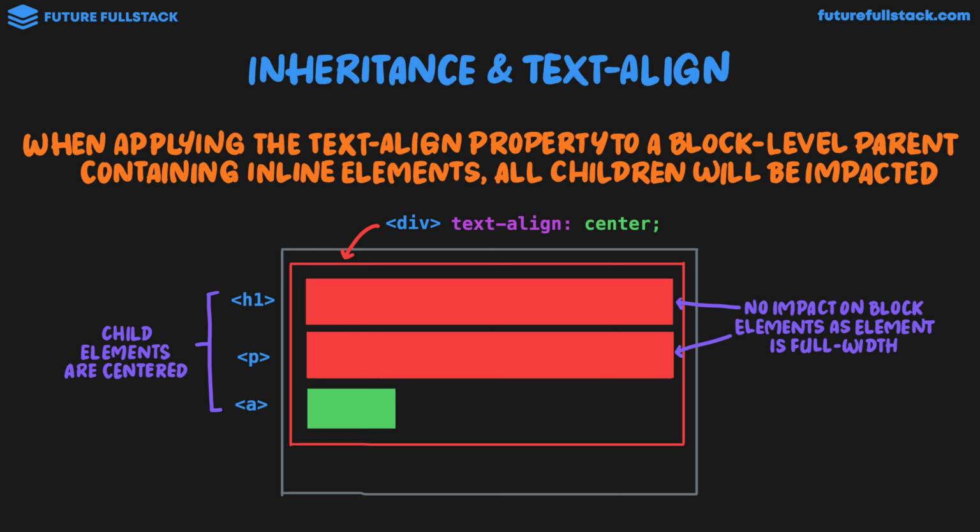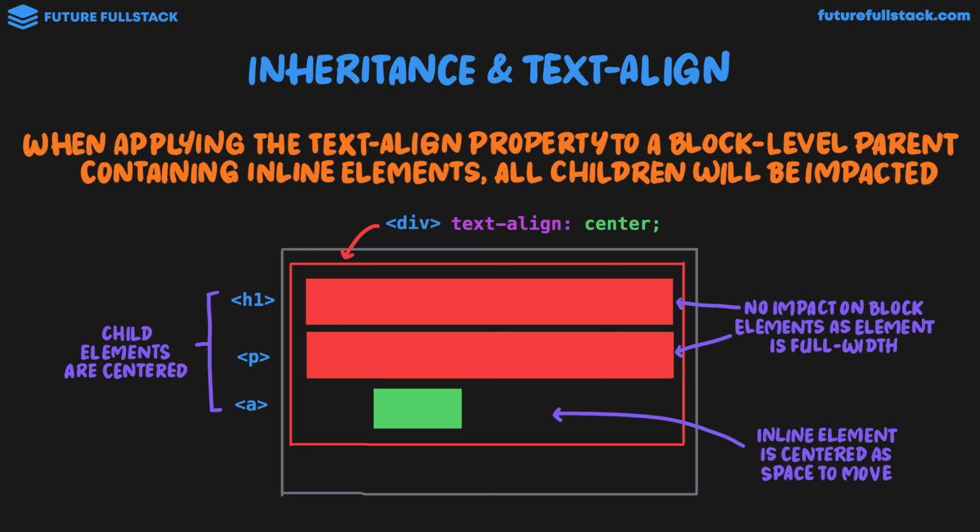In contrast, the inline element is centered as it has space to move. Again, just view it as a green box inside this div element. And because text align center is set on the div, which means all child elements of the div are centered, the inline element will be centered. And it has space to move because the inline element only takes up the width of the content itself.